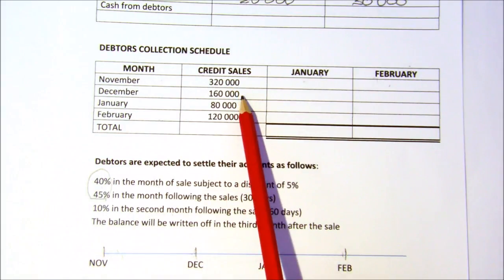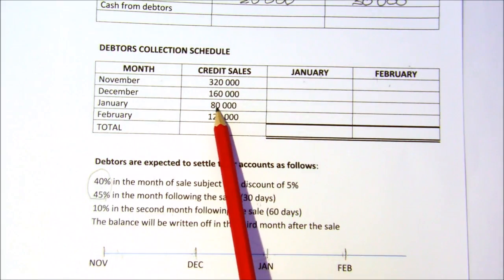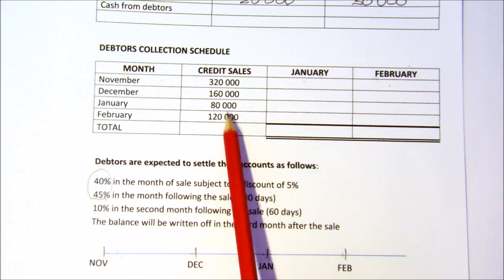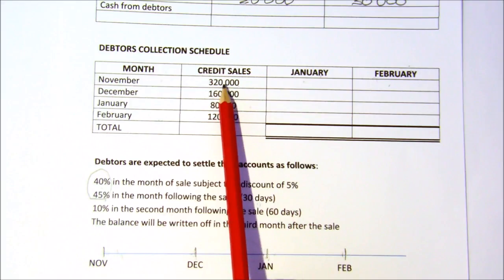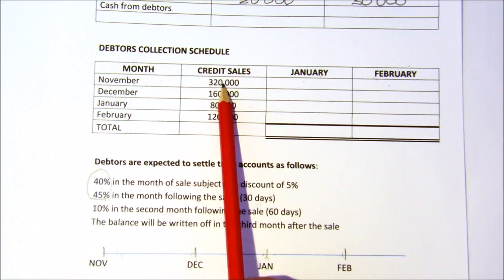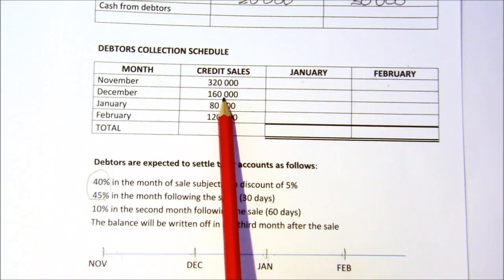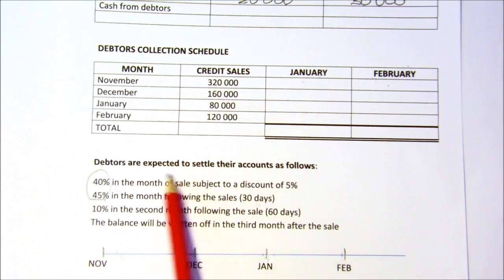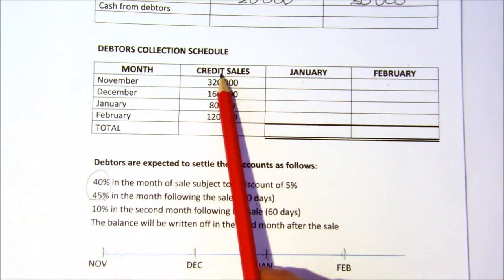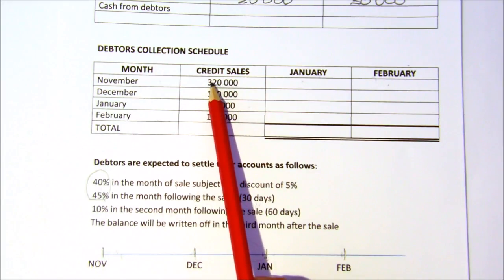So transfer your credit sales from earlier, the 80 and the 120. And in this case, I've actually given you the credit sales for November and December. If you're not given them, again, you'd have to go back, identify your sales, and get your credit sales. Right, now it's these figures we're dealing with now, because these are our debtors. Our debtors are paying the credit sales.